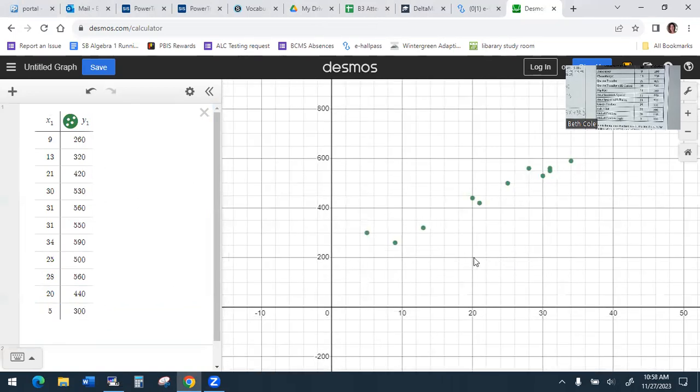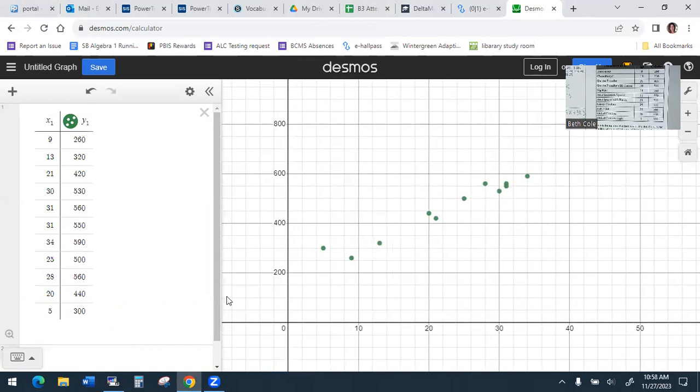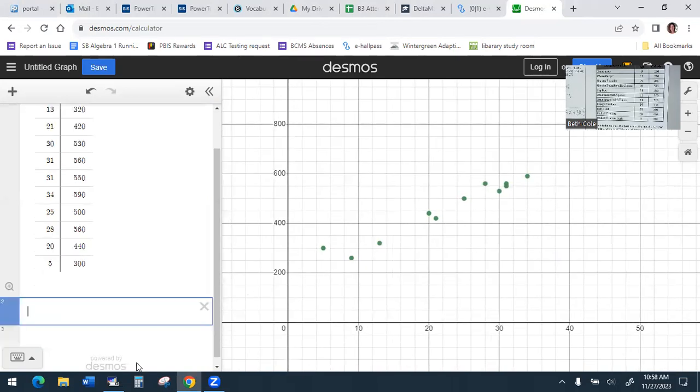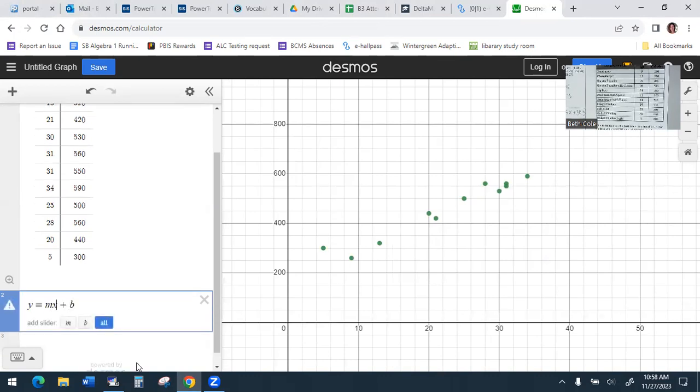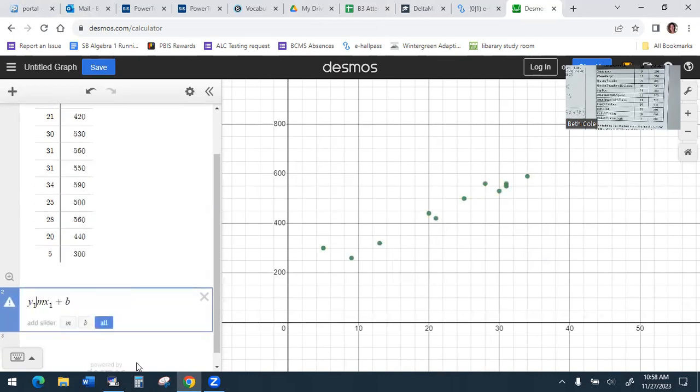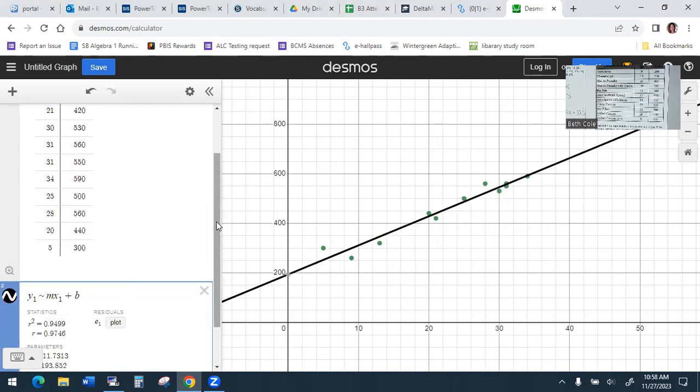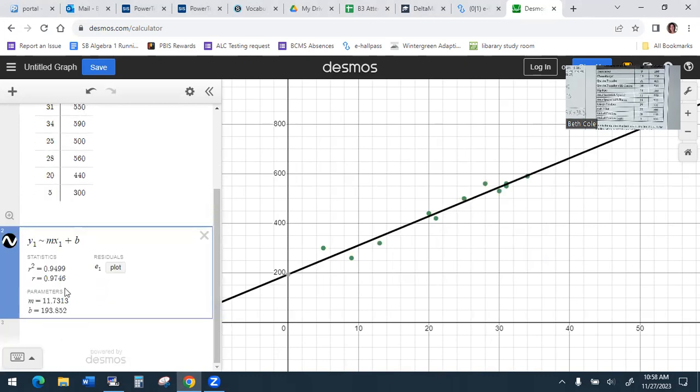It's not perfect, but do you see how it's line-ish? Okay, now I'm going to come down here and type y equals mx plus b. I'm going to put in the ones, and I'm going to change it to the tilde. Now I know it's kind of small, but do you guys see where I'm pointing here to get the answer? It says m is 11.7.